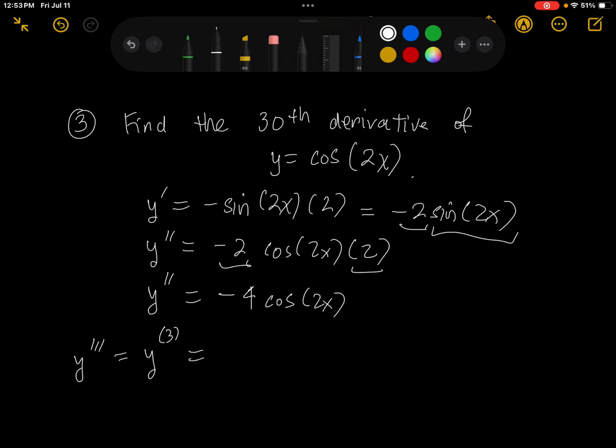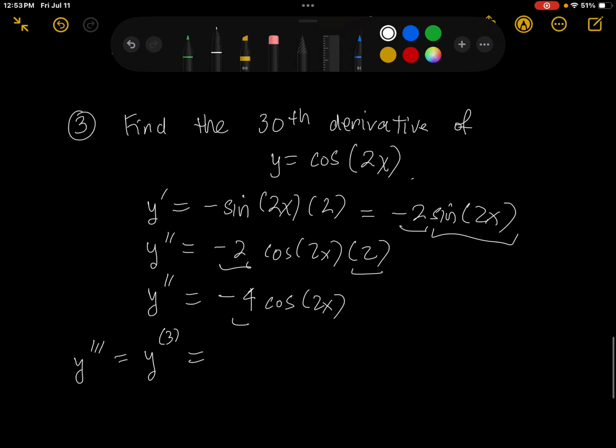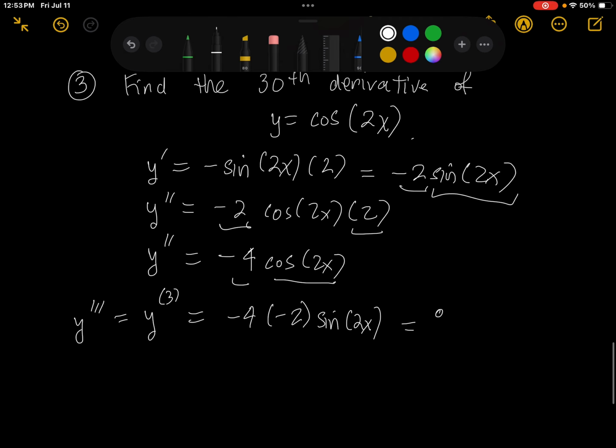Okay, what do I get when I take the derivative? I should get 8 times sine of 2x. So let's write out all the steps. It's negative 4, so I have a constant times a function, taking the derivative of that. I can move the constant out, so it's negative 4. Now I have to multiply by the derivative of cosine 2x. Well, we actually did that. We get negative 2 times sine of 2x. And negative 4 times negative 2 is positive 8, so it's 8 times sine of 2x.